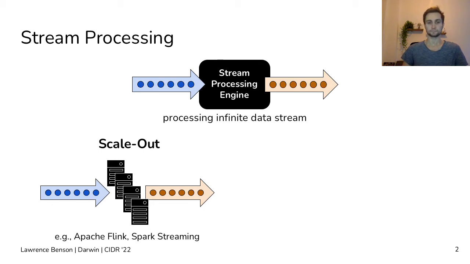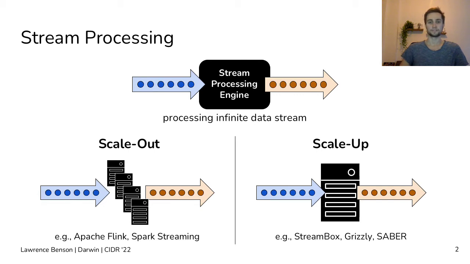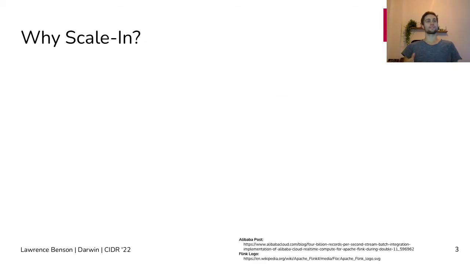On the other hand, something more widely studied in academia, we have scale-up systems. The idea here is to handle large data volumes, we just use really big servers. So high-end servers, with a lot of NUMA awareness and optimizations to process a lot of data very efficiently. Some examples are Streambox, Grizzly or Sabre, in case you've heard of them. So now I've presented scale-up and scale-out designs, why do we need scale-in?